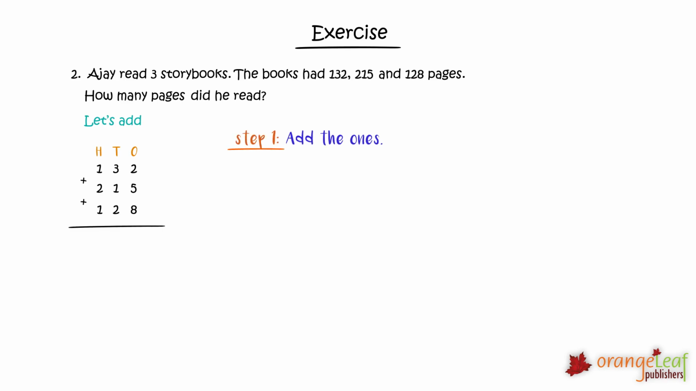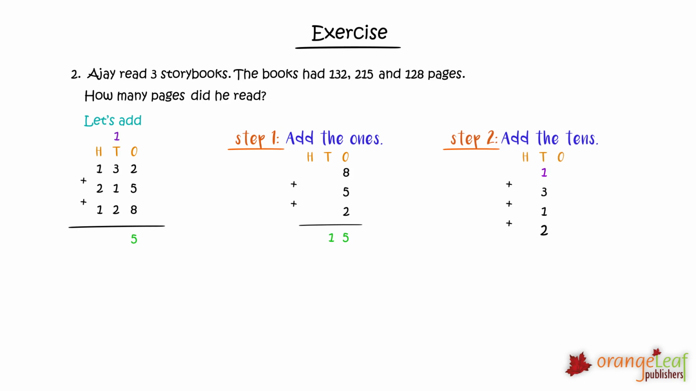Step 1. Add the ones place. 8 plus 5 plus 2 is equal to 15. Write 5 in the ones place and 1 in the tens place. Step 2. Add the tens. 1 plus 3 plus 1 plus 2 is equal to 7. Write 7 in the tens place.